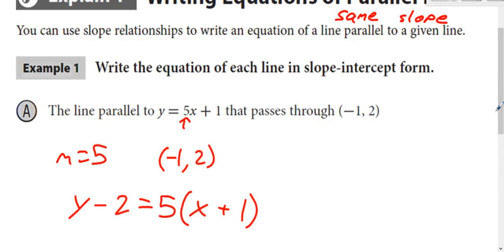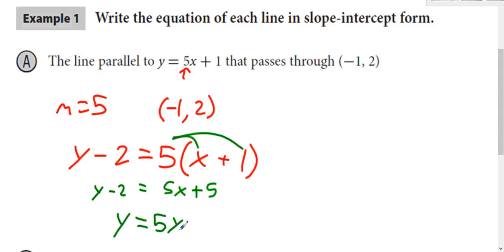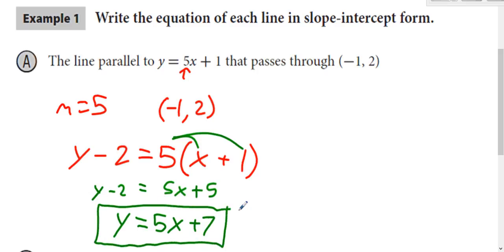It tells us we have to write it in slope-intercept form, so the easiest thing to do is just distribute and move the 2 over. So distribute that 5. Now move the 2 over, so we'll add 2. So there's the equation in slope-intercept form.